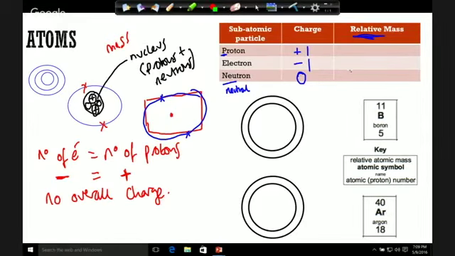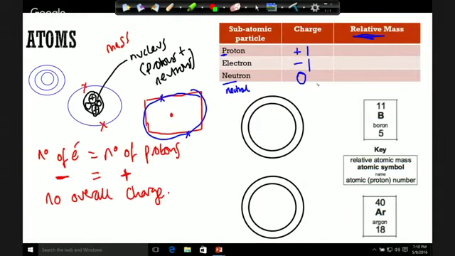For the mass, now we can't give them a proper number for their mass because their mass is so tiny. But instead, what we do is we say their mass, what is their mass relative to each other?